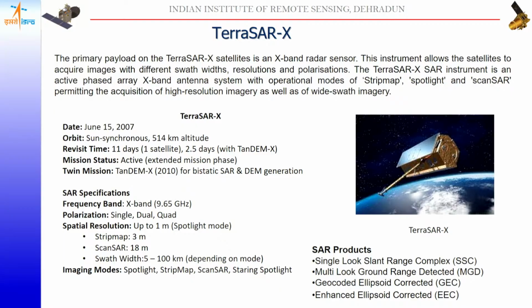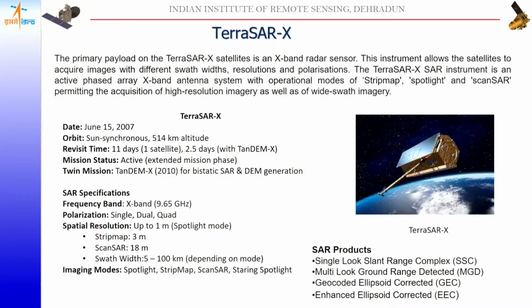We are having the strip map mode at 3 meter, ScanSAR at 18 meter, and the swath width varies from 5 to 100 kilometers. So in the case of the SAR system we are not having a single resolution, it has different resolutions depending on the mode in the case of azimuth, and the range direction depends on the bandwidth of the signal.